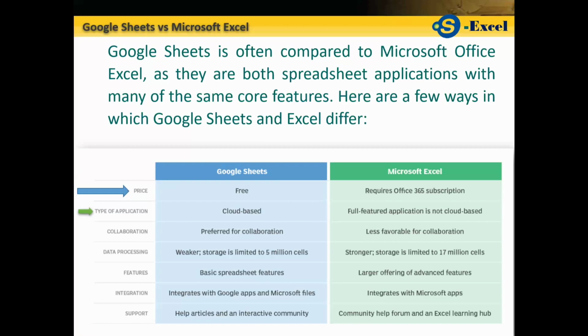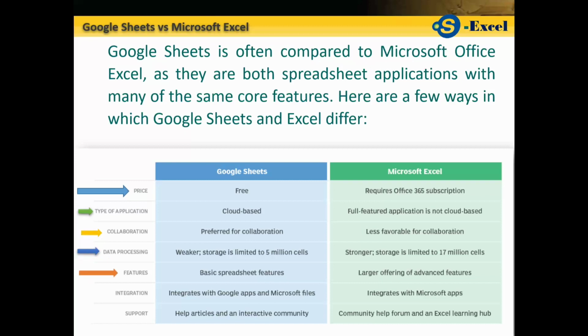Type of application. Google Sheets is a cloud-based web application, while Microsoft 365 is accessed through the internet using a web browser. Collaboration. Typically, Google Sheets is preferred for collaboration as it is fully web-based, while Excel has an online version. It does not have full functionality. Data processing. The speed and performance of Google Sheets can be limited by an internet connection or if the maximum storage limit is neared. Excel can store 17 million cells as opposed to the limit on Google Sheets, which is 5 million cells.